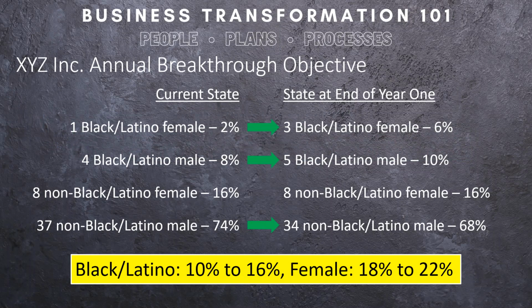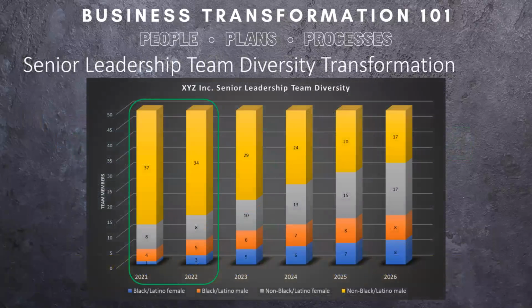The year one objective would result in the demographic mix shown by the end of year one. This shows the progress in year one of the 5-year transformation objective. The team must identify the critical processes that will drive the business from the current state to the annual breakthrough objective. Improvement priorities define the critical processes to be addressed in year one. Typically, these priorities address root causes that are barriers to achieving the annual objective.